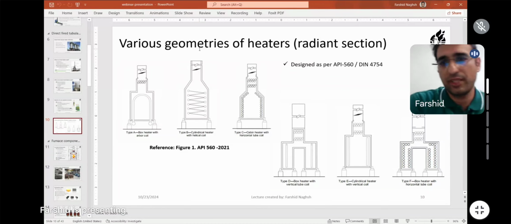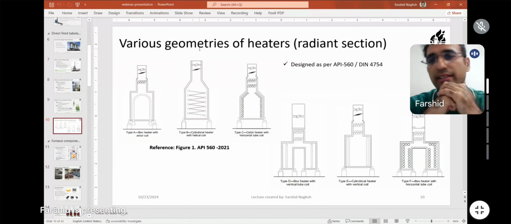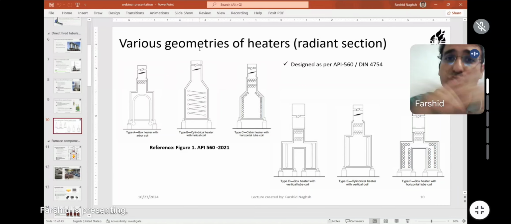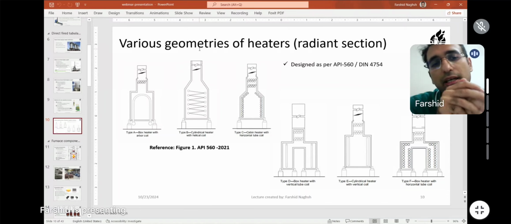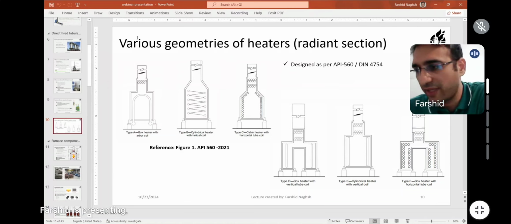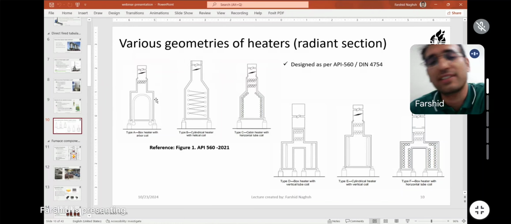Okay, now that we understood that we are talking about simple heaters, we return to API 560, figure 1, and review the different geometries that can exist for a simple heater. We have 6 major geometries for a simple heater. From now on, I call it furnace because you have understood what I'm talking about, and furnace is easier to pronounce. So I'll talk about furnaces.